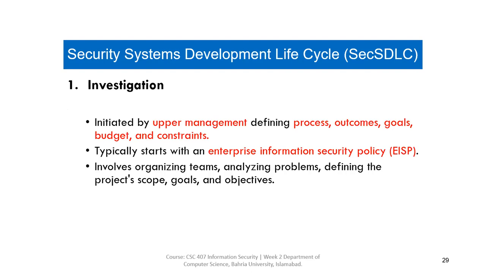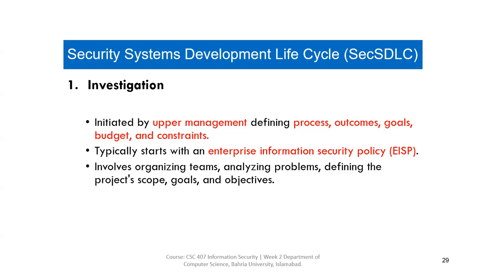In the secure system development life cycle, the process is initiated by upper management, defining process, outcome, goal, budget, and constraints. If we want to make our system secure enough, that should be within the policy of your organization. This has to be decided at the organization level, by upper management, because security costs a budget overhead. You have to add another layer over your software development, so it may increase the development phase as well, because you have to ensure that there is no malicious code present within your software. So you have to evaluate each and everything.